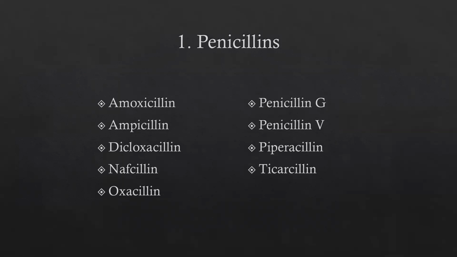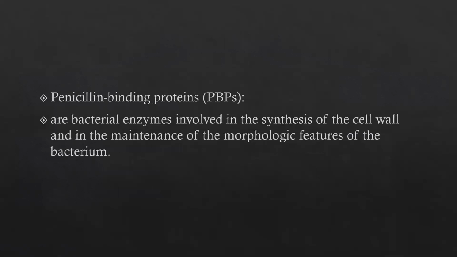The first classification under beta-lactam antibiotics is the penicillins. Examples of penicillins are amoxicillin, ampicillin, dicloxacillin, nafcillin, oxacillin, Penicillin G, Penicillin V, piperacillin, and ticarcillin. These are examples.